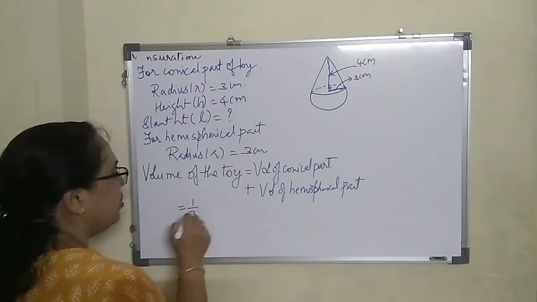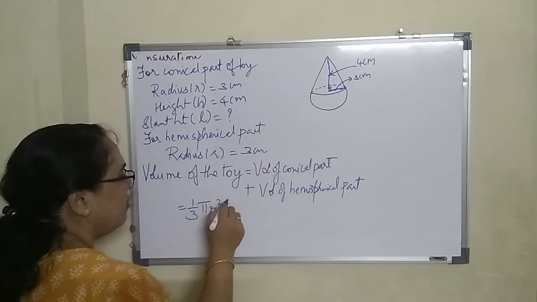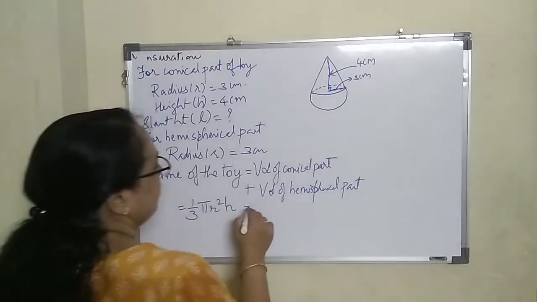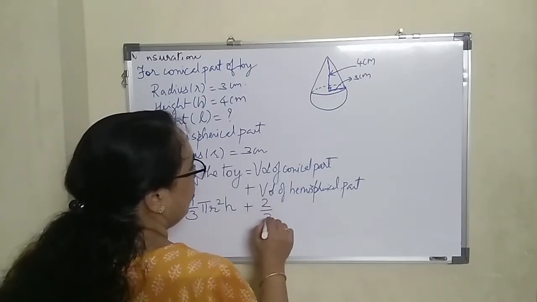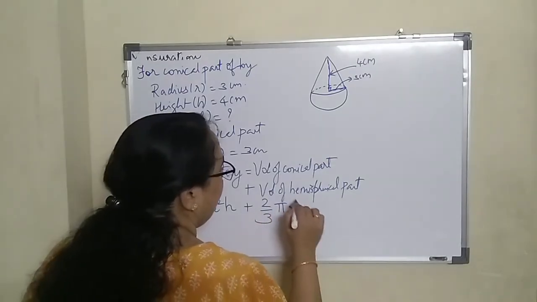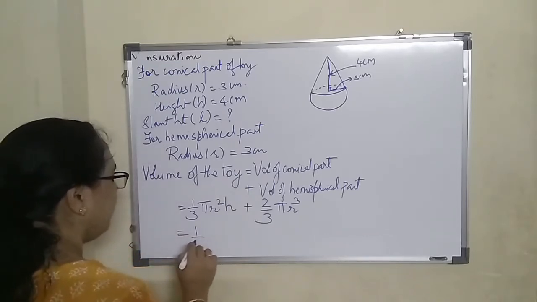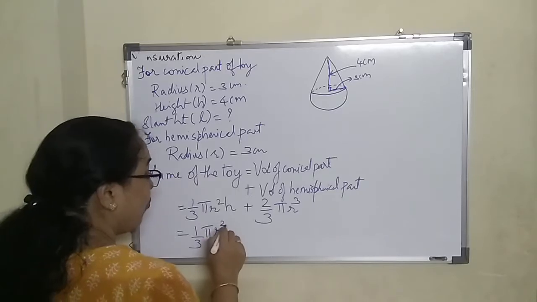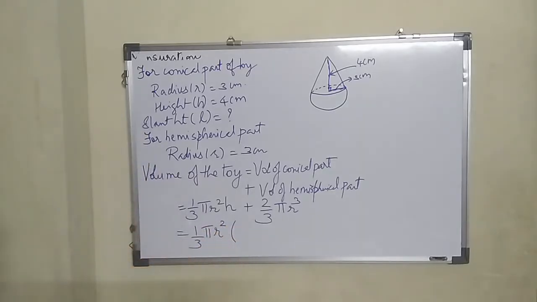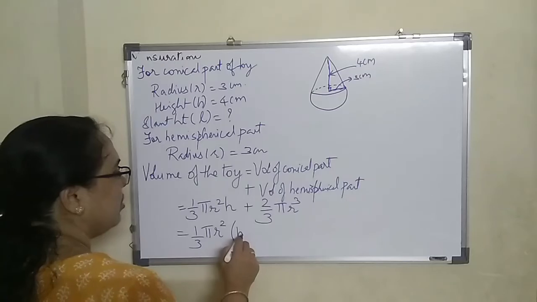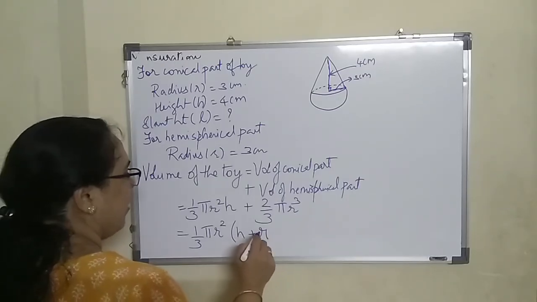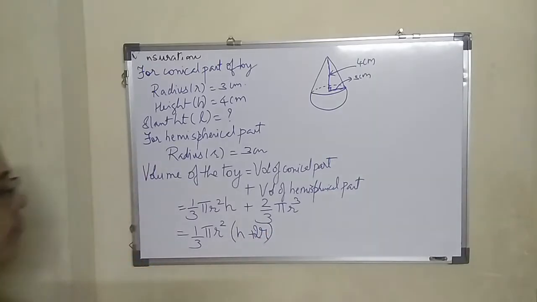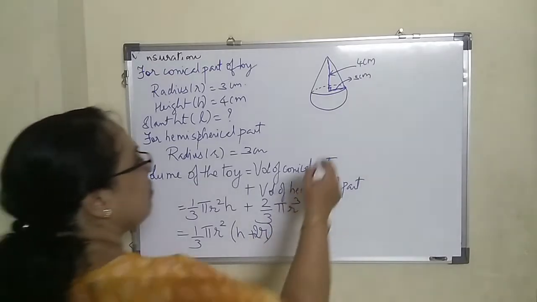1 upon 3 pi r square h plus 2 upon 3 pi r cube. What is common? 1 upon 3 is common, pi is common, r square is common. So what remains? h plus 2r. Got it? So substitute now.